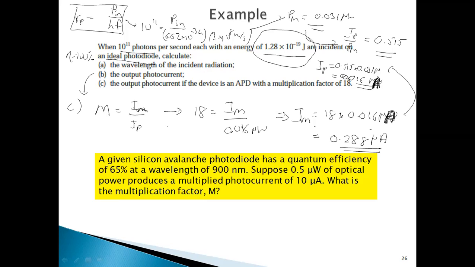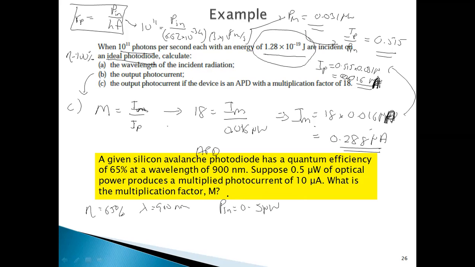Okay, so I hope you understand this example. So part C of the question, the next question, is about the silicon photodiode. We are given that the silicon avalanche photodiode, APD, silicon APD, has a quantum efficiency of 65%. The eta is 65%, and the lambda is 900 nanometer. We are now given that the input optical power is 0.5 microwatt, so P in is equal to 0.5 microwatt.